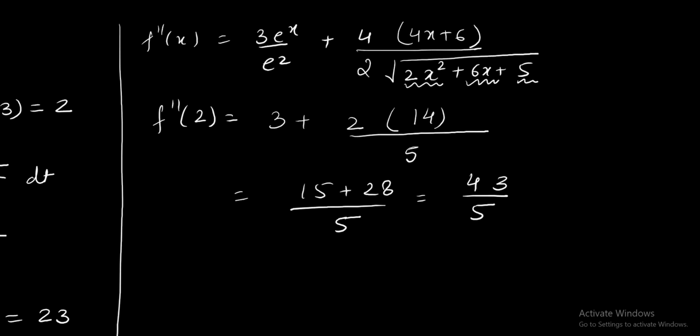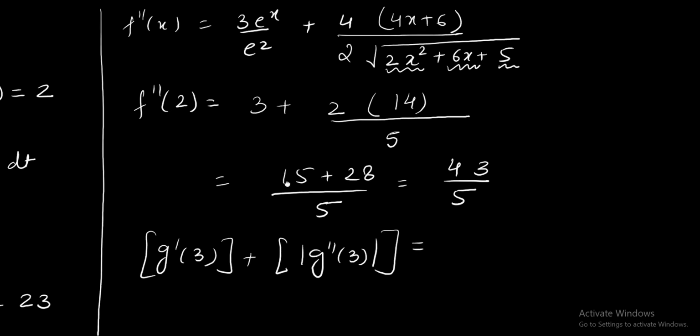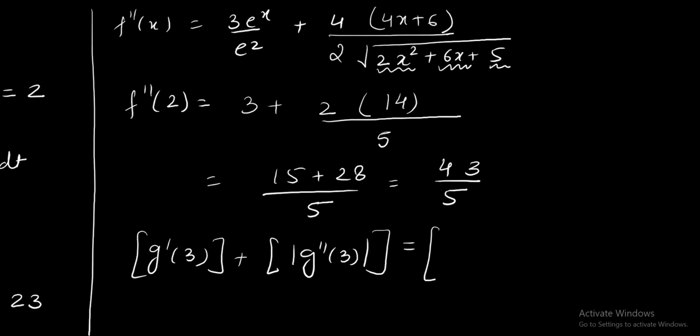Correct? अब आपके पास because f double dash of 2 भी है and you also have f dash of 2, let us evaluate now g dash of 3 का integral part plus integral part of modulus of g double dash of 3. So I'm going to put all these values over here now. g dash of 3 के लिए क्या लिखना है? 1 upon f dash of 2. What is 1 upon f dash of 2? 1/23. Then I'm going for the next term, integral part of modulus of g double dash of 3.